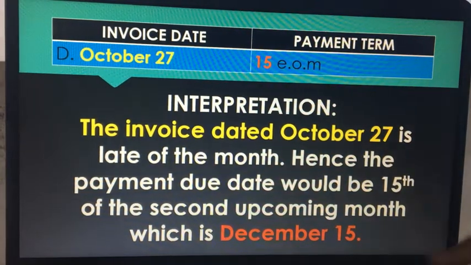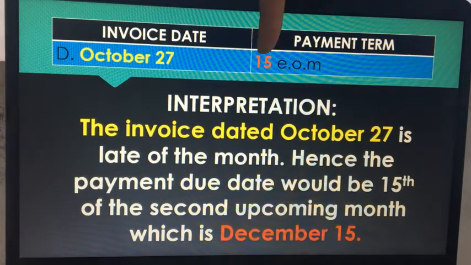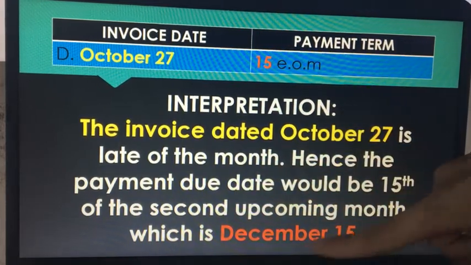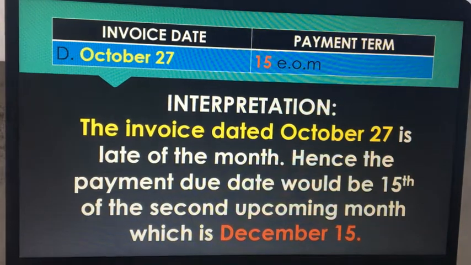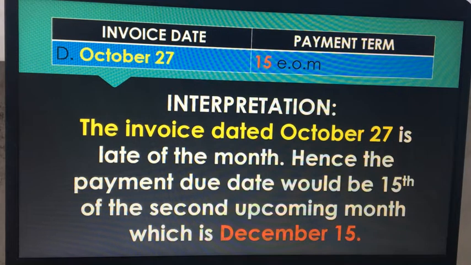Why December 15? Because the payment term is 15 EOM. The first 15 days of the next month is November. Why do we refer to December? Because the invoice date is late already. Okay? So that's how we interpret. In short, we have to consider these following factors in the business industry: the late of the month. Do not forget that one, as we solved many problems in this video. Okay, that is example letter D.